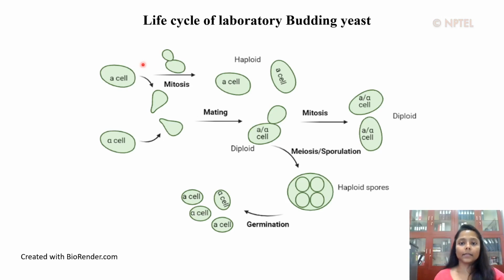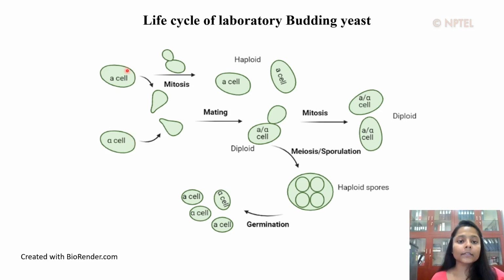This is the life cycle of the budding yeast. These two are haploid yeast cells of different mating types. The first one is the a cell and the second one is the alpha cell. Each of these haploid cells can divide mitotically by bud formation and can yield more haploid cells of the same mating type. Under suitable circumstances, when these two haploid cells are in close proximity, they can undergo mating.